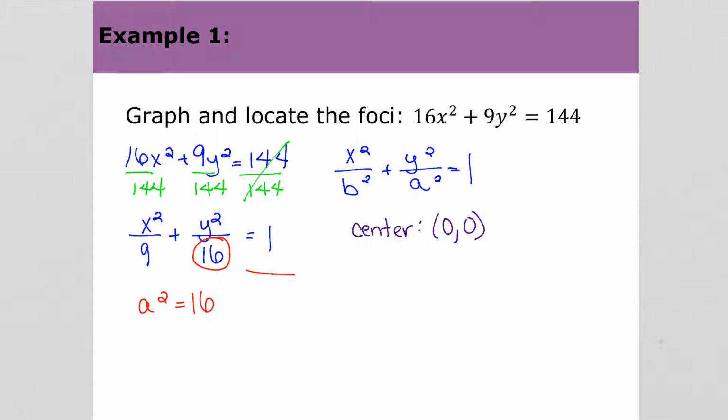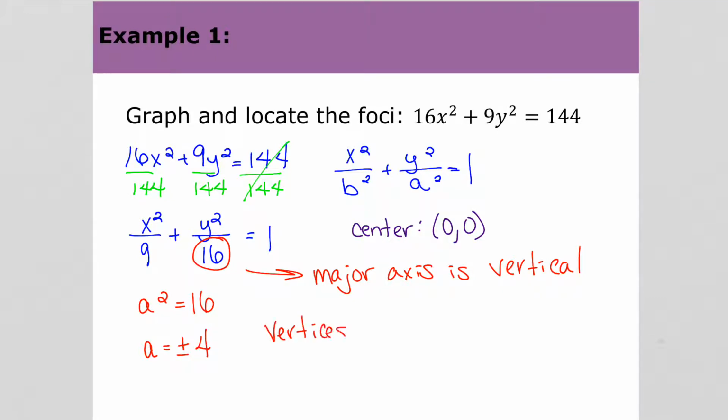That also tells us that the major axis is vertical because it's under the Y. The bigger is under the Y. We can find A then by taking the square root of 16. That'd be positive or negative 4. That means that the vertices along the major axis will be negative 4, 0, and 4, 0.